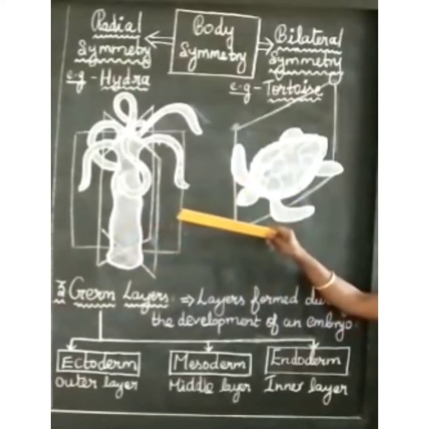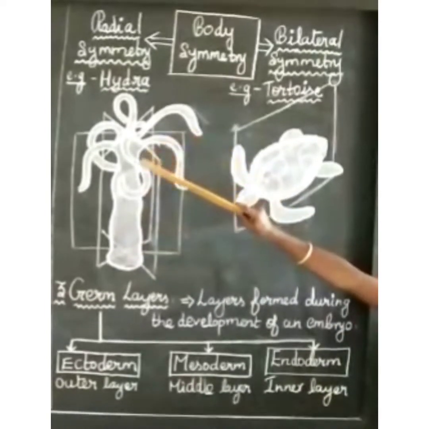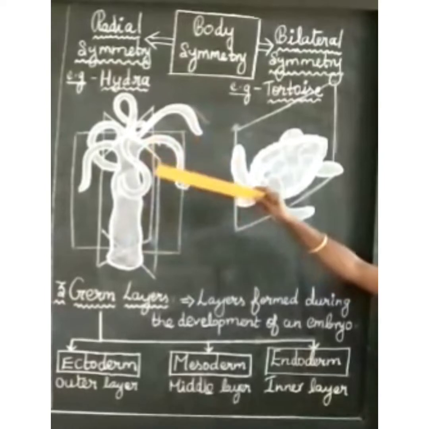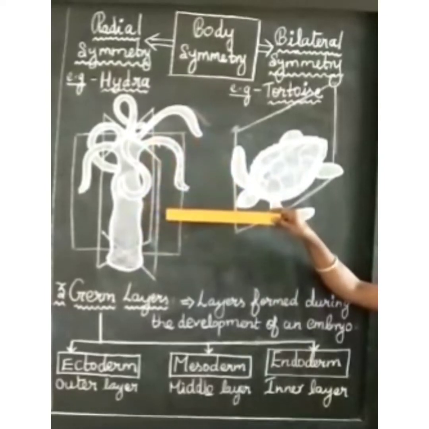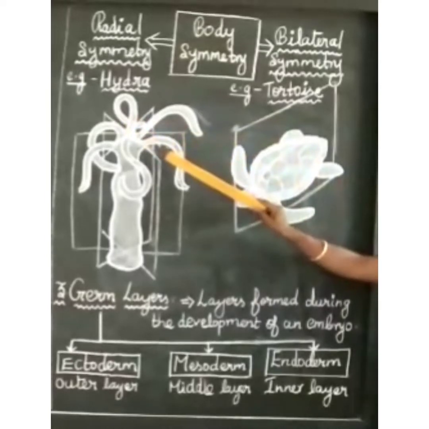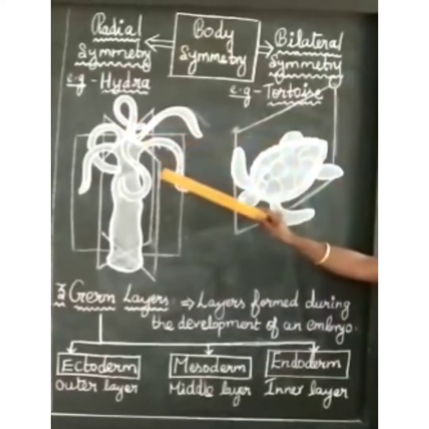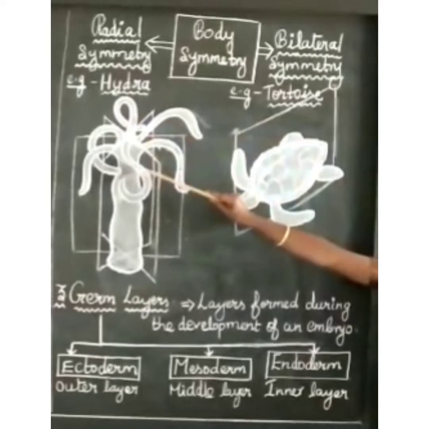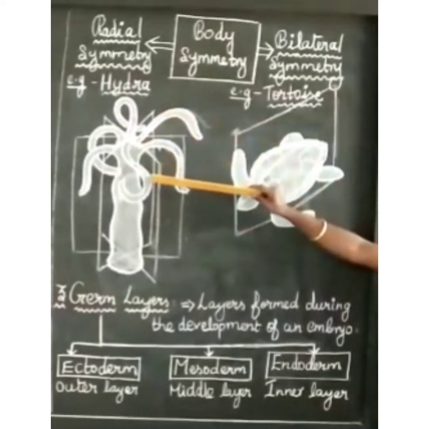Suppose we are cutting the Hydra in a straight line like this, then we can get two equal parts. Now we are cutting the Hydra like this, we can get equal halves. Cutting crosswise like this, we can also get equal halves.